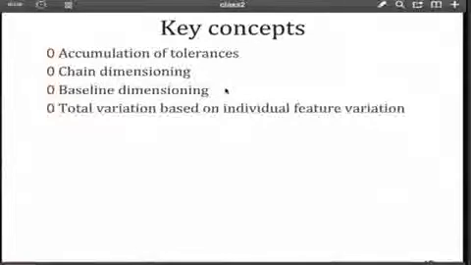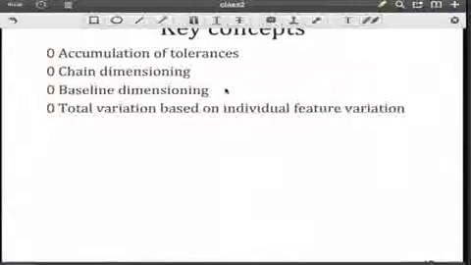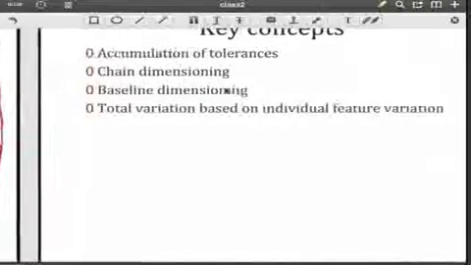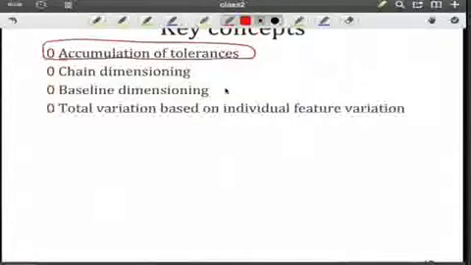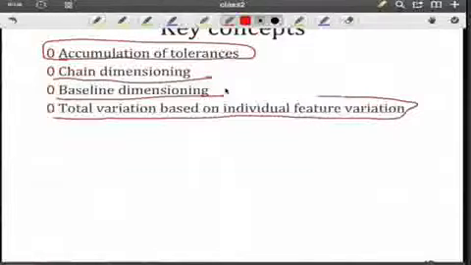So based on what we've covered up to this point, you should understand the potential effects of accumulating tolerances. Fundamentally, it's going to increase the variation overall. And we saw different effects depending upon whether we're doing chain dimensioning or baseline dimensioning. And you should be able to cover either one of those. And our total variation is based upon individual feature variation. So keep that in mind as you develop your manufacturing system.